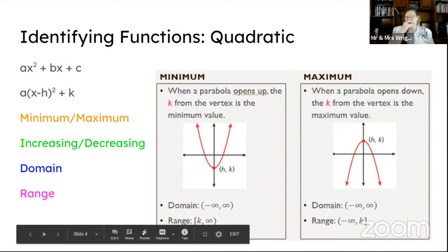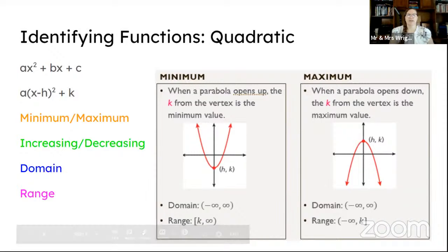Domain: the domain for all quadratic equations, no matter which one you have, is going to be all real numbers. And remember, this is the way to write that in set notation. So from negative infinity to positive infinity, all real numbers. And you see the domain is the same no matter which one you have.